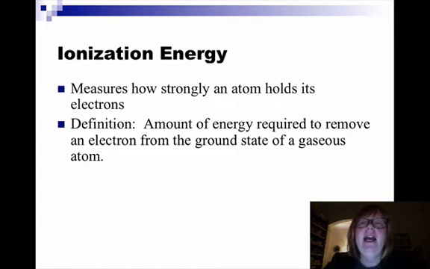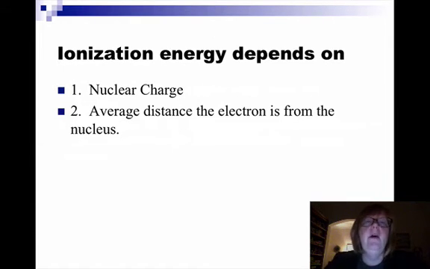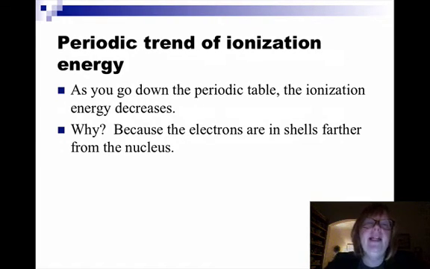All right, ionization energy. It really measures how strongly an atom is holding on to its electrons. So the definition is the amount of energy required to remove electrons. If an atom is holding tightly onto some electrons, then the ionization energy would be high. Things that affect the ionization energy are the charge on that nucleus and how far the electron is from the nucleus. So the trend for ionization energy is that as you go down the periodic table, the ionization energy decreases.